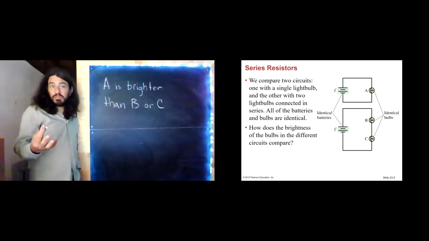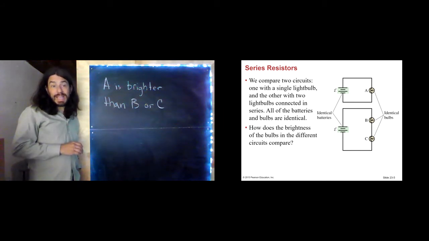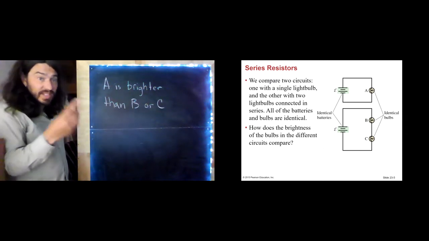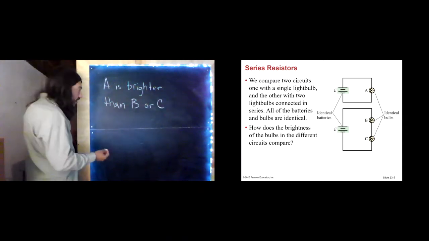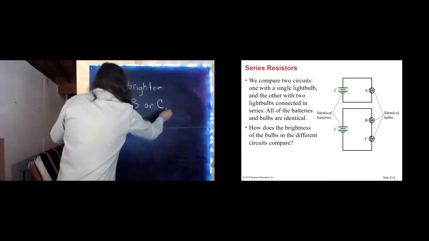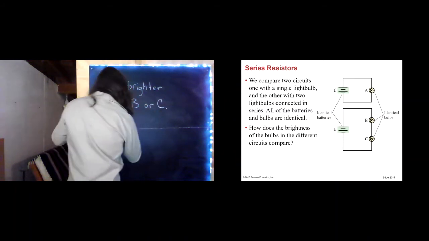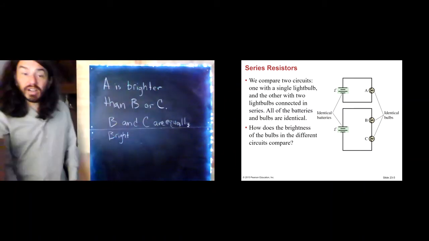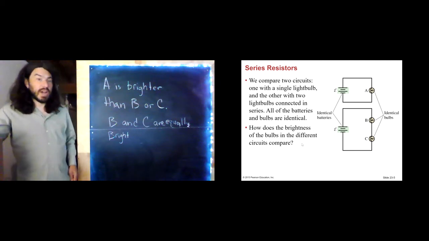How about B and C? Well, conservation of current tells us that B and C must have the same current through them. They have the same resistance, therefore they have the same brightness. B and C are the same. So B and C are equally bright, and A is the brightest.